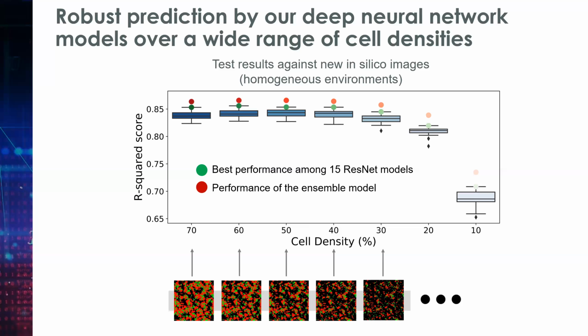The R-squared score was very high for 70 to 30% of cell densities, while it dropped a bit after that. However, the decrease of prediction accuracy for low cell densities is understandable because those images do not have enough information content to be used for inferring interspecies interactions.